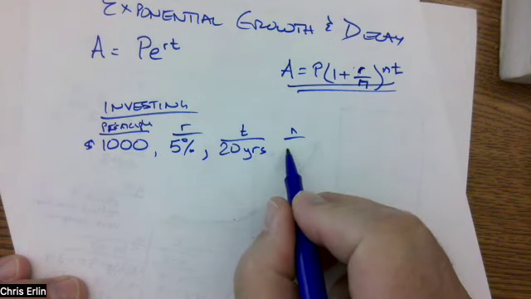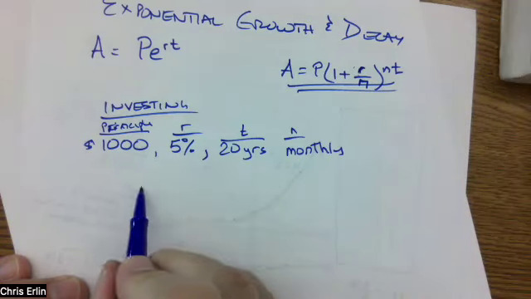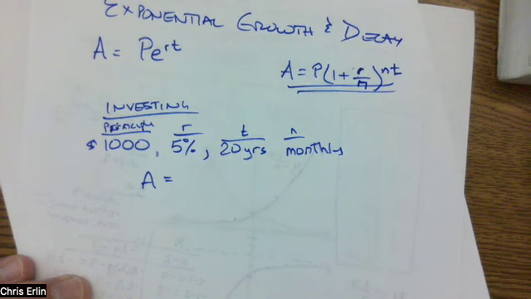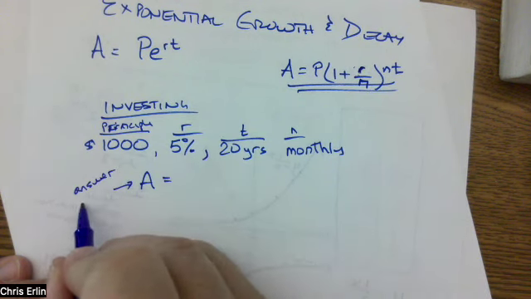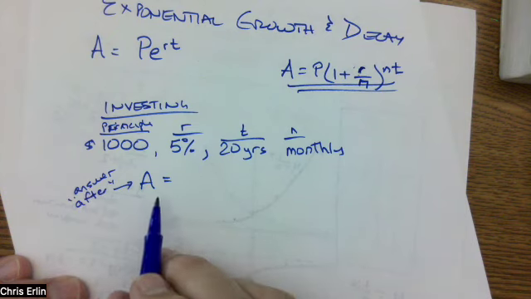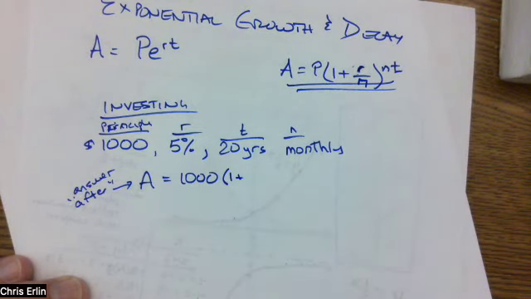So in this case, let's go with monthly. So if I were setting this up, I'd look at a. What does the a mean? Like the answer, right? Or the after amount at the end. So it'll be 1,000 times 1 plus what?